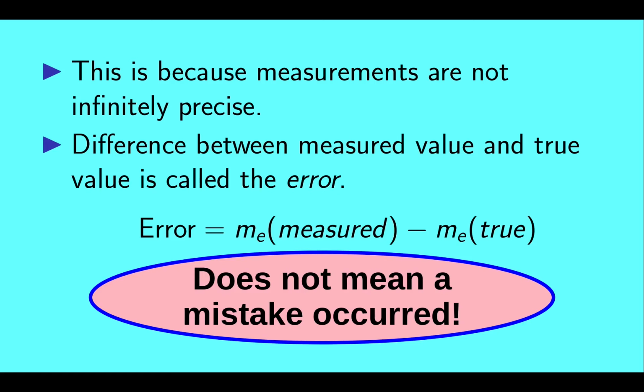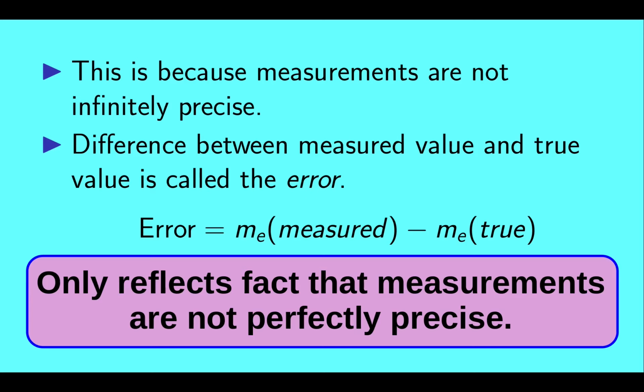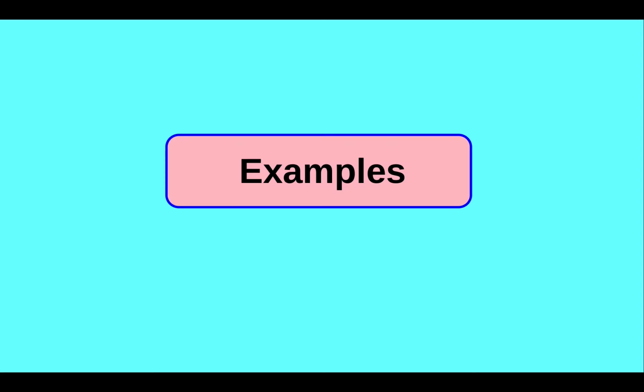Now, the term error does not indicate that a mistake has been made or say that a measuring device has malfunctioned. It merely reflects the fact that measurements in practice are not perfectly precise. Let's look at a few examples of sources of error in measurements.